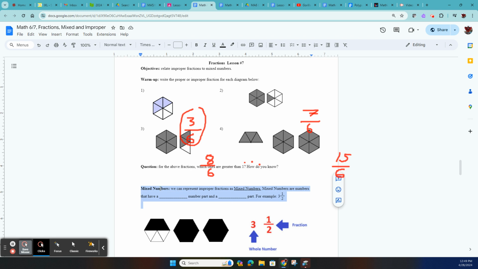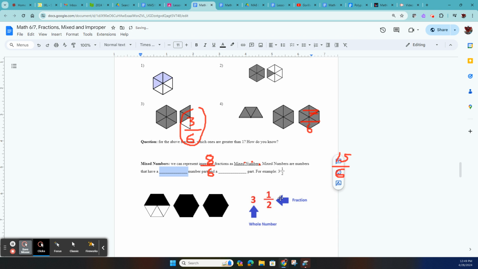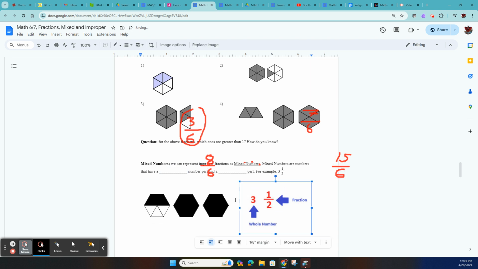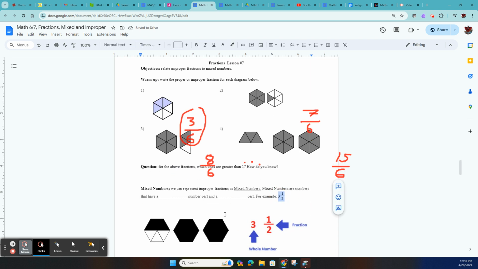So mixed number. We can represent improper fractions as mixed numbers. Mixed numbers are numbers that have a blank number part and a blank part. Well, what you should write in here is a whole number part and a fraction part. Okay, that's what you should be doing there. I'm just going to put that back there. Cool. So for example, 3 and 1/2.